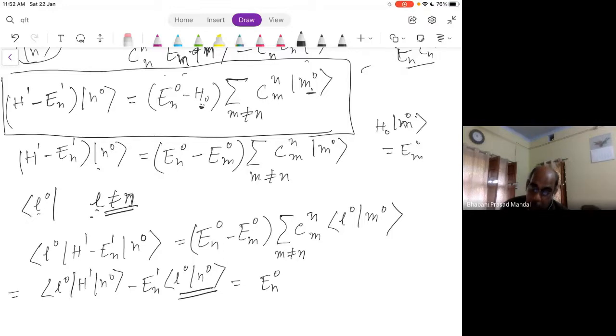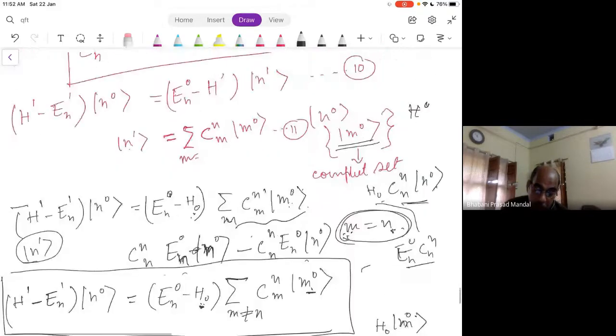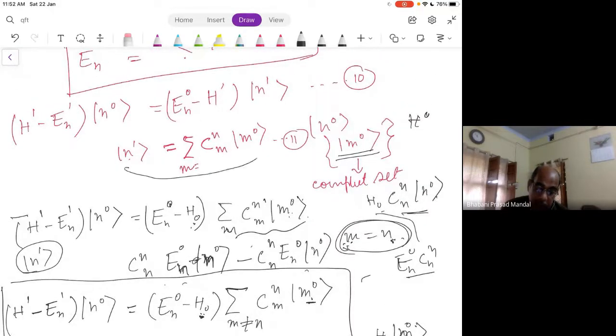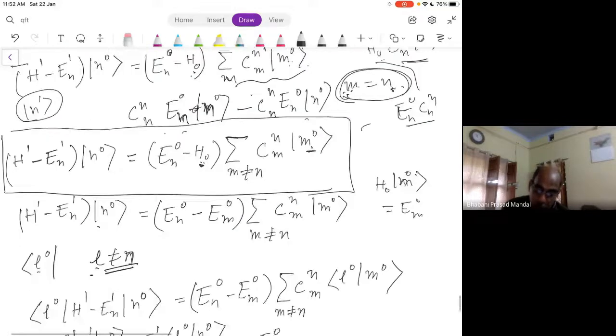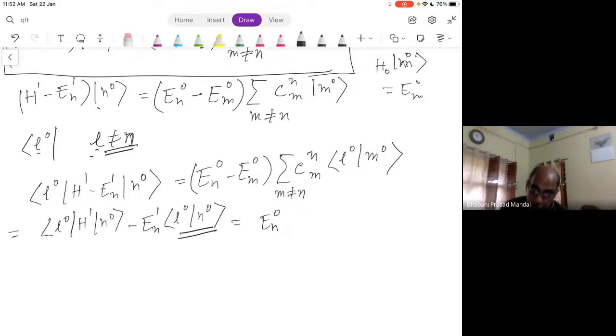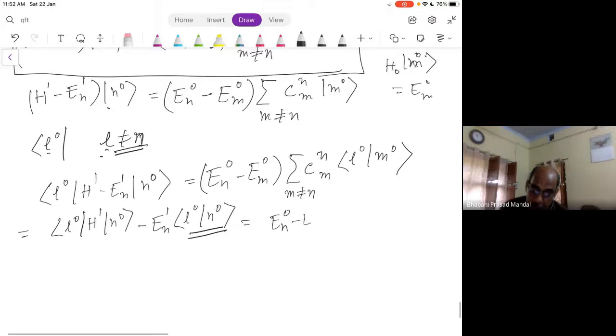See, what we have to find? We have to find this C coefficient. Once we find the C coefficient, we can find this n1 state. This is our aim. So the C coefficient we are trying to find. So En0 minus Em0 times sum over C n m, and this is delta Lm, orthogonality. Okay, good. So this is 0.